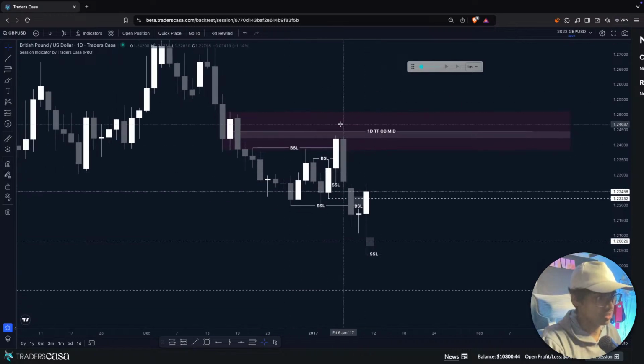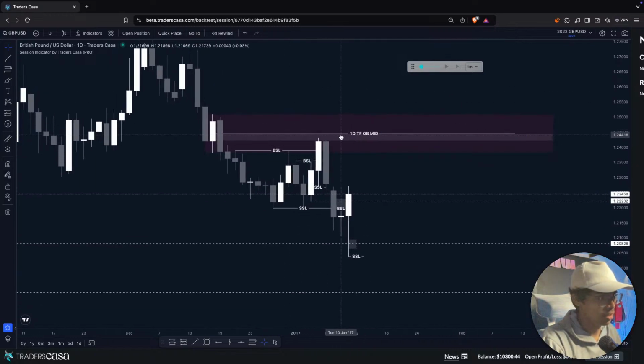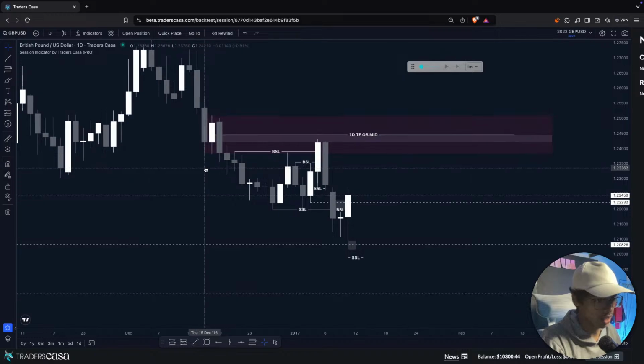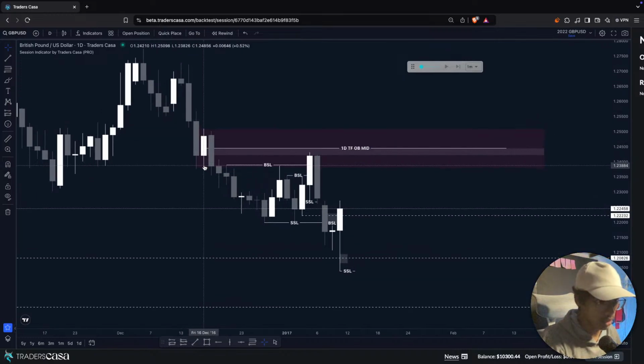Now there are some markings already there: the 1-day time frame order block. This is an up-close candle during the downward move, and I consider it an order block, and this is its midpoint. So this is the 1-day time frame order block.